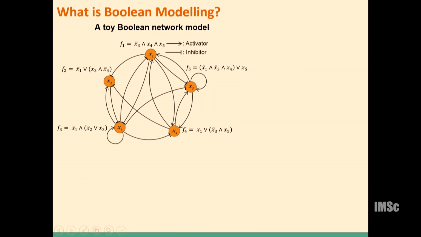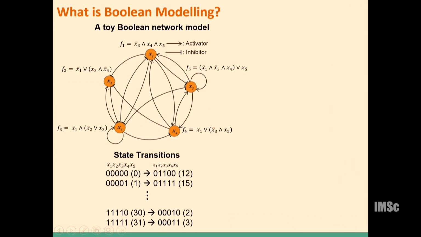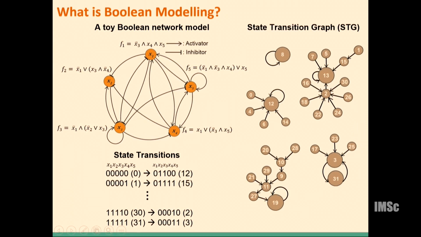And we can assign a Boolean function at each node that governs the dynamics of the network state. For any n-node network, we have 2 to the power n possible states, and those functions determine what the next network state is going to be for a given initial state. And these state transitions can be mapped into a graph called the state transition graph.